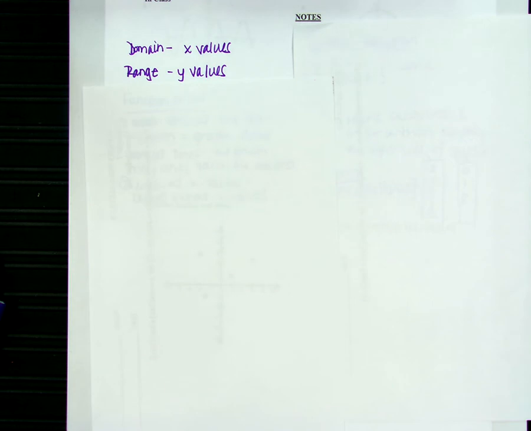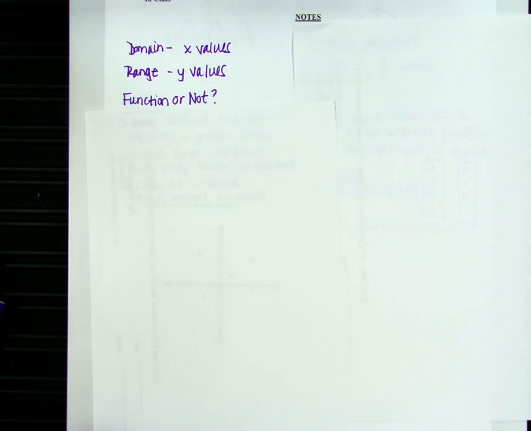This is kind of a review for you guys. Domain is all of our x values, and our range is all of our y values. We'll be identifying those throughout this unit. Another thing we're going to be doing is determining if our graphs are functions or not.